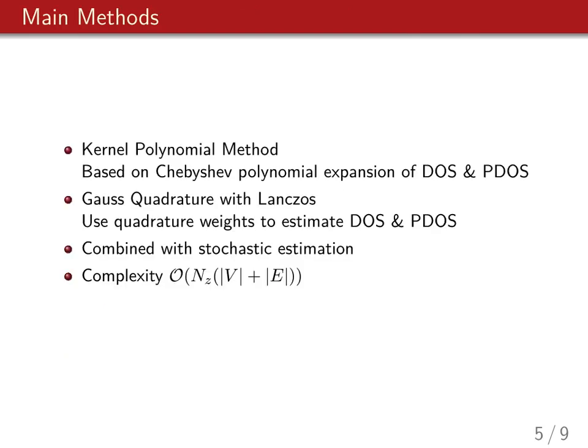Here are the main methods we propose. First is the kernel polynomial method based on Chebyshev polynomial expansion of DOS and PDOS. As an alternative, we adopt Gauss quadrature with Lanczos, which uses quadrature weights to estimate the same quantities. Combined with stochastic estimation, these methods have a complexity that is linear in the number of nodes plus the number of edges.